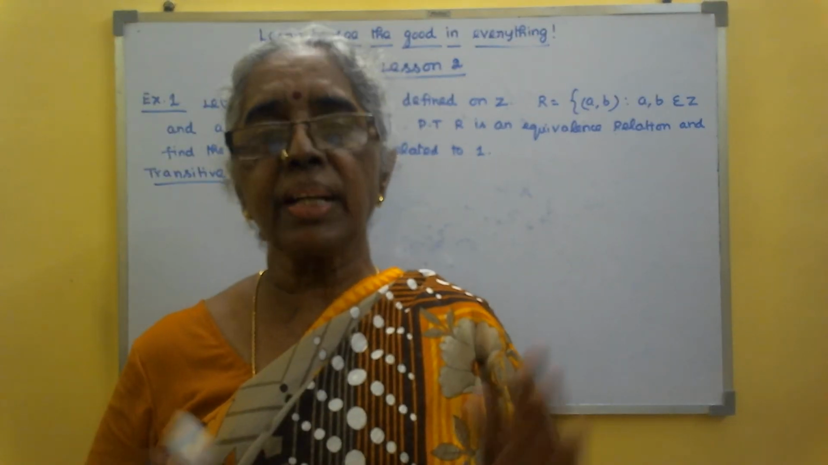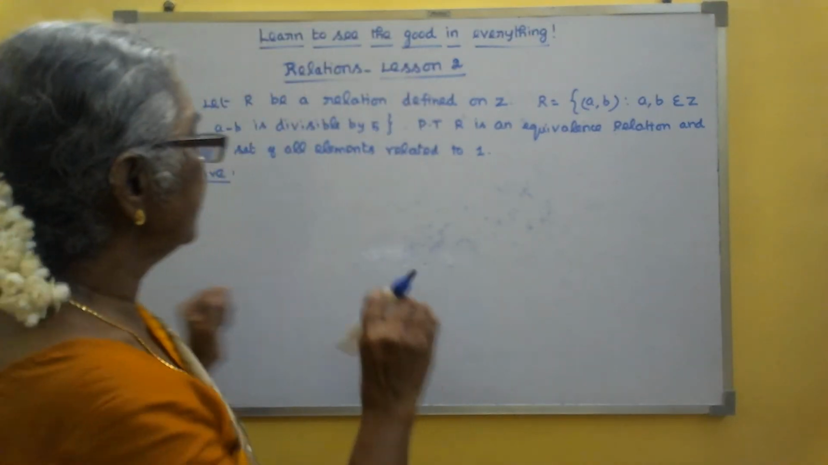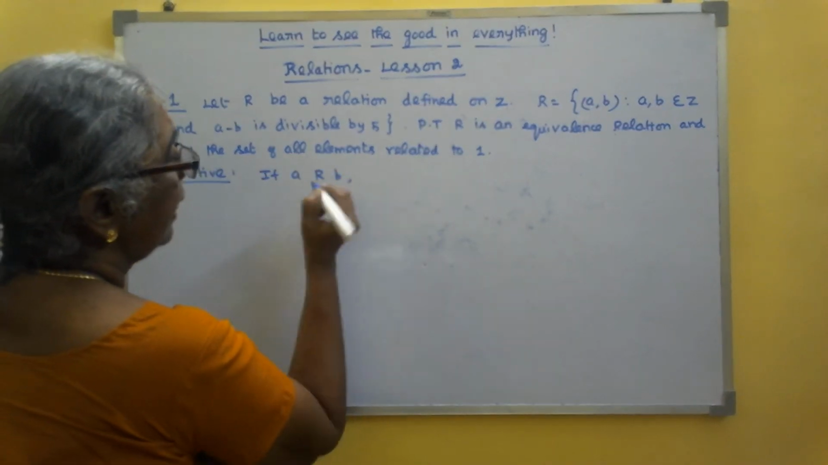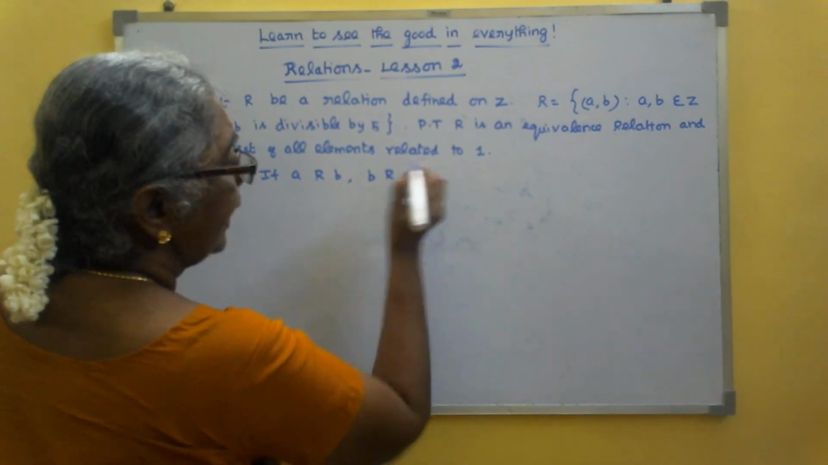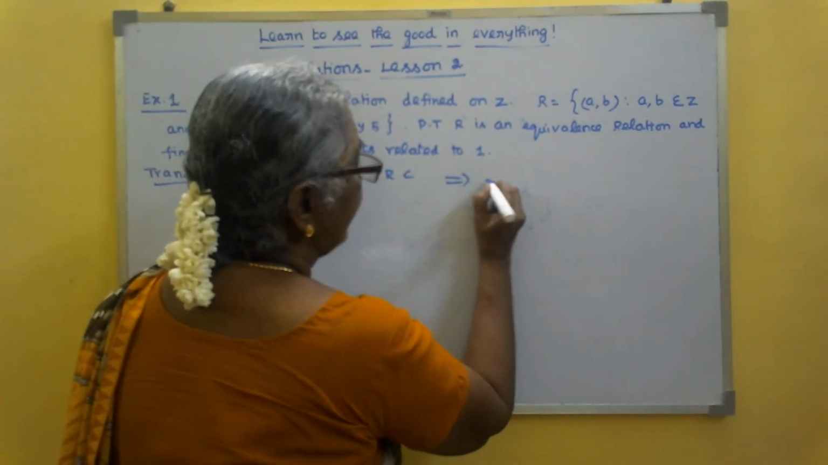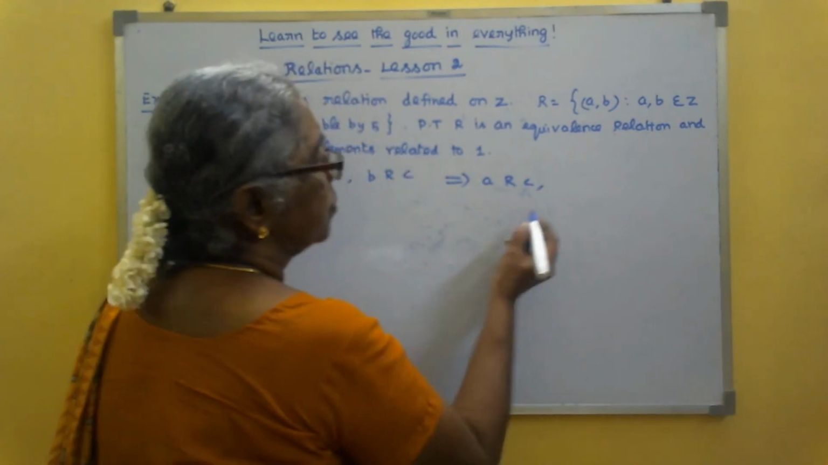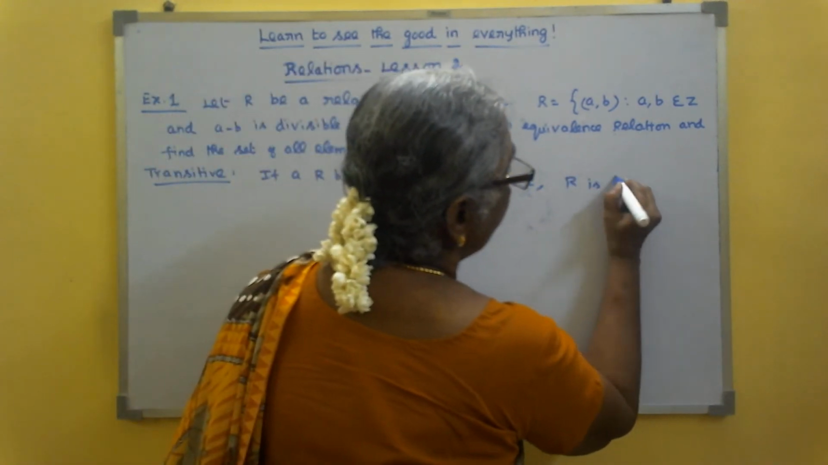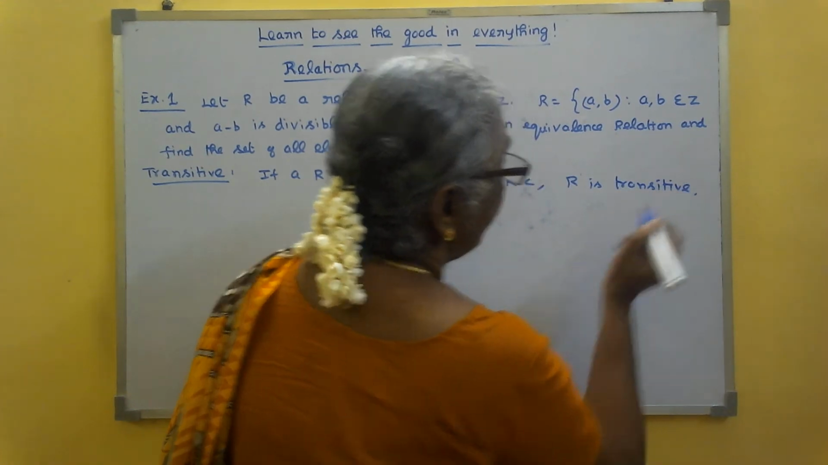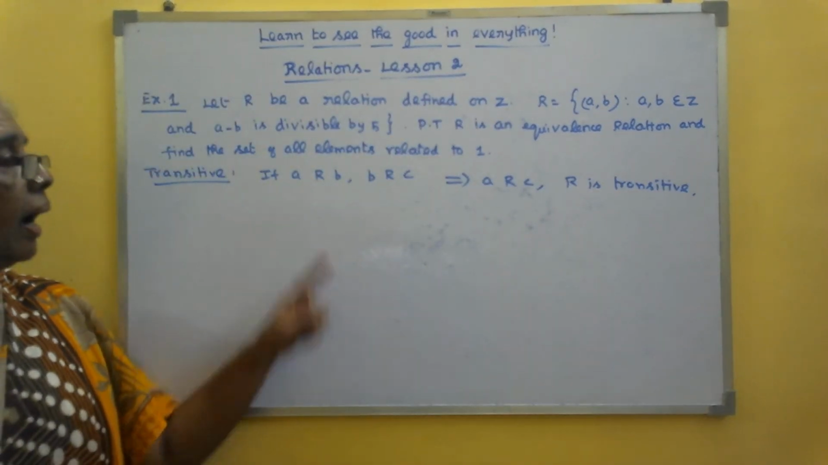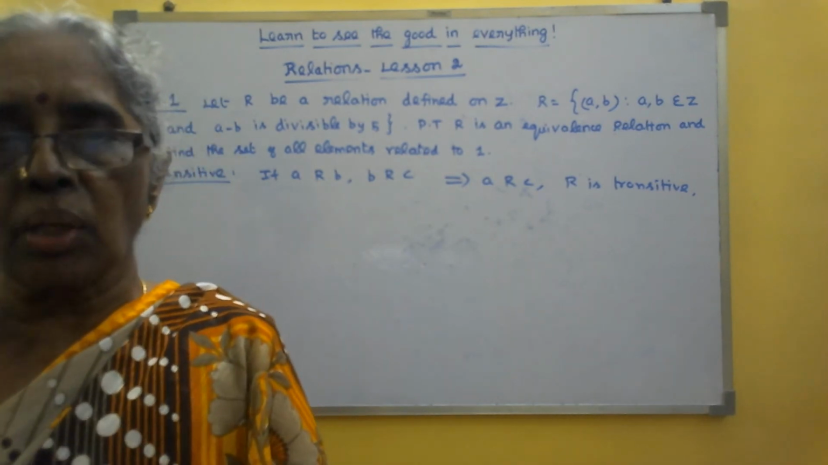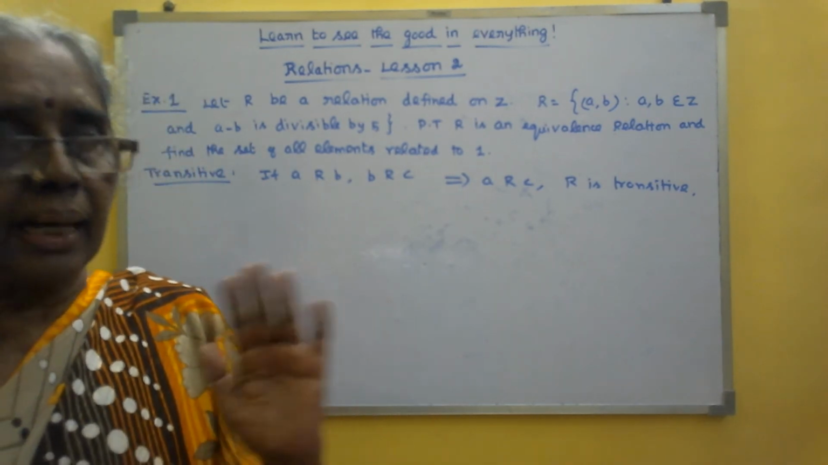Let us move on to transitive. What is transitive? If A is related to B and B is related to C, and these two imply A is related to C, you can say R is transitive. This is the definition. If A is related to B and B is related to C implies A is related to C, you can call R transitive.